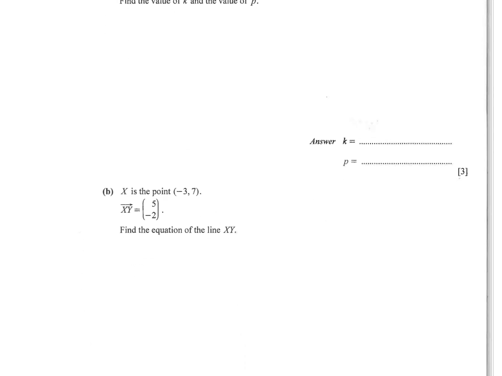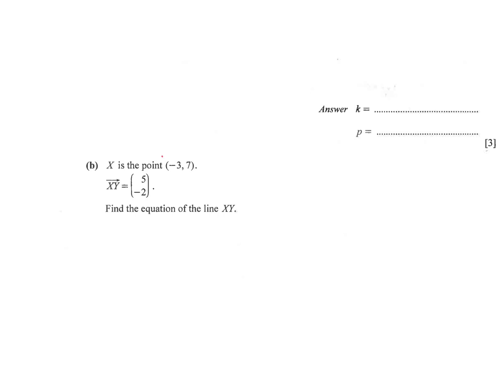Part B. Okay, so X is a point. So when they tell you coordinate, they are telling you position vector. So you can straight away write in this way first. So if they want you to find the equation of X to Y, they want you to find equation. So actually don't need to do in vector form. Equation means y equals to mx plus c, right? You already got 1 point. You just need to know what's the gradient. But they tell you moving from X to Y is 5 units horizontal, negative 2 units vertical, sorry, that means it's going downward.